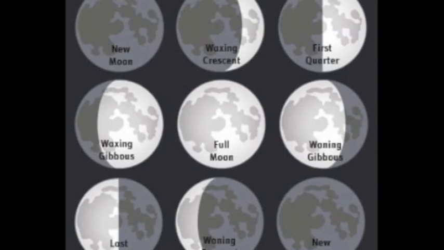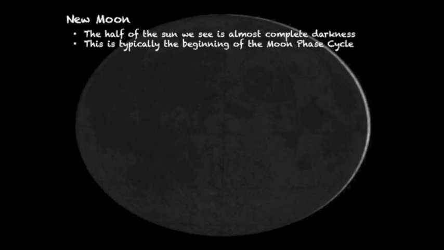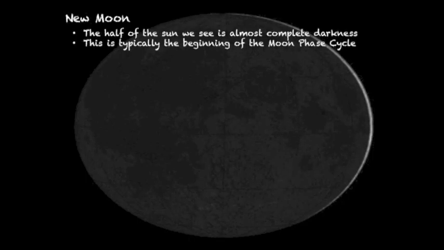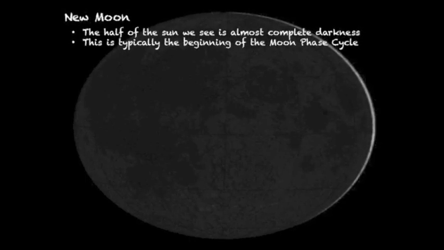Now we are going to look at each individual moon phase and discuss what the moon is doing at this phase and what it looks like to an observer standing on Earth. So the first moon phase we're going to discuss is new moon. This is when the half of the moon we see is almost complete darkness, and this is typically the beginning of the moon phase cycle. So this is what starts the first moon phase.